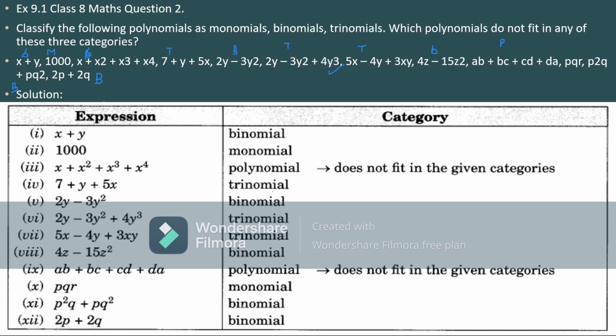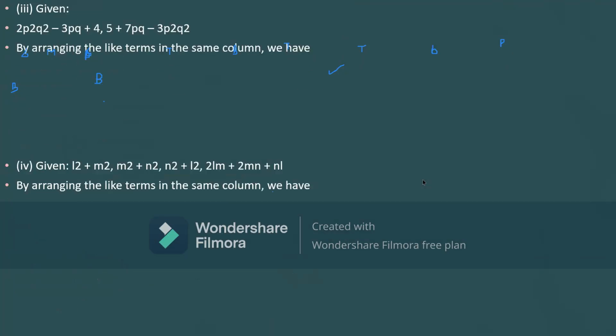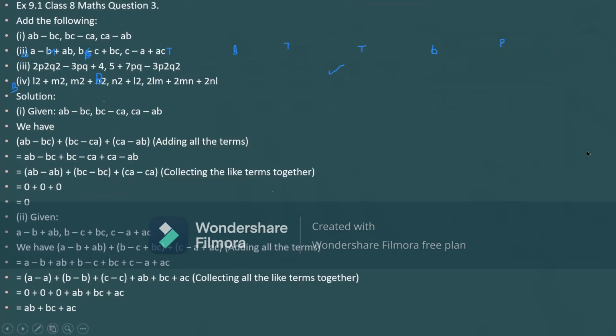Okay, now let's zoom in. Next question. Are you ready to solve? Oh no, sorry for that. Now let's erase all of this.